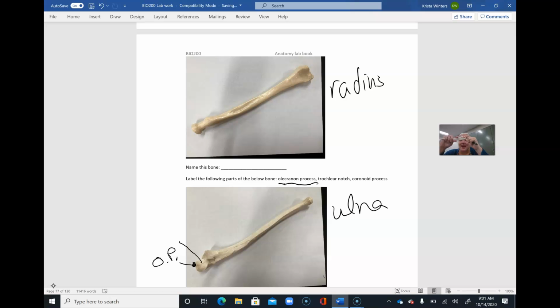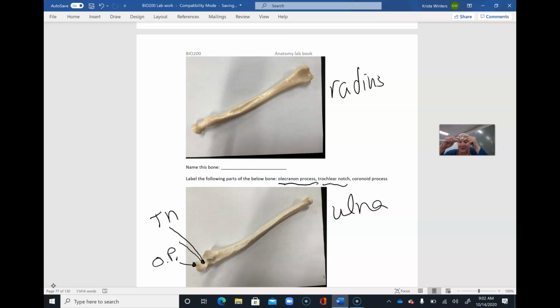Then we have this notch. The ulna articulates at the trochlea of the humerus. So this notch is known as the trochlear notch. So this structure here is the trochlear notch. And here's the spelling right there for trochlear notch.